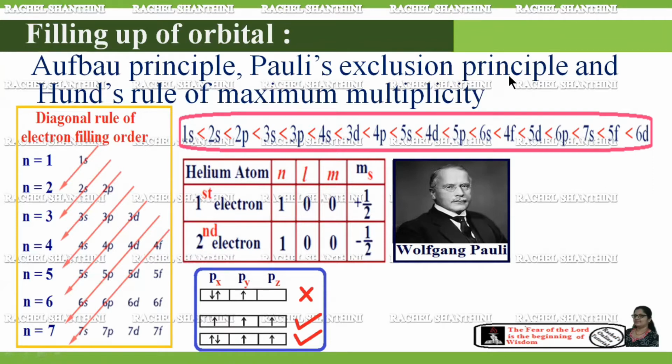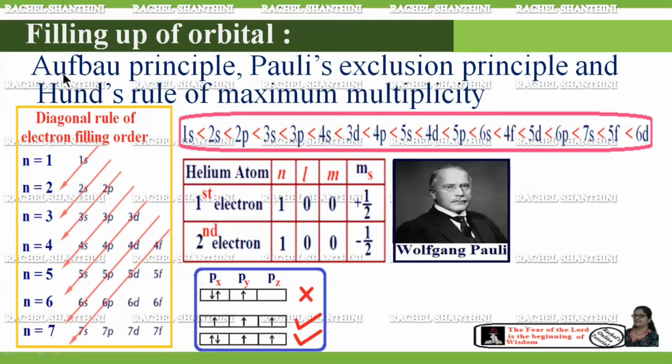The next one is Pauli's exclusion principle. According to Pauli's exclusion principle, no two electrons in an atom can have the same set of all the four quantum numbers. And the third one is Hund's rule of maximum multiplicity. According to this rule, pairing up of electrons takes place only when there is no empty orbital.